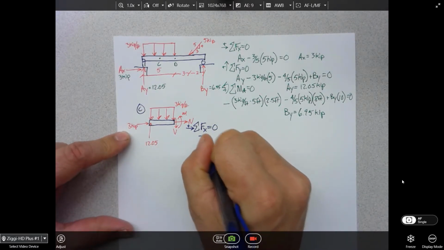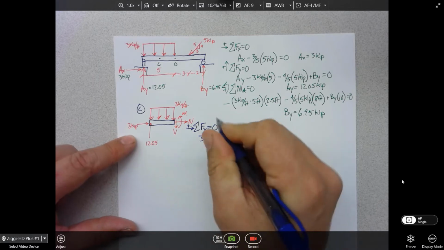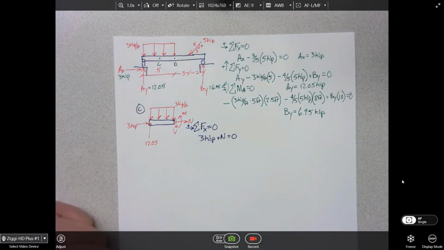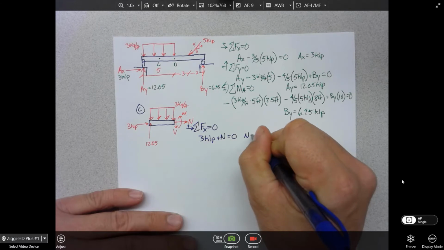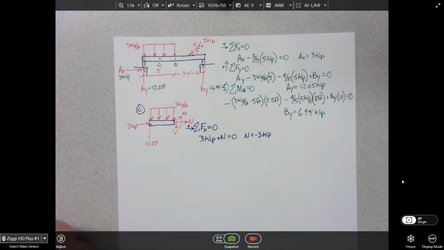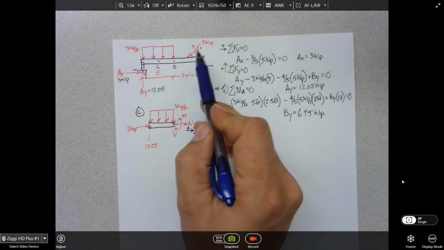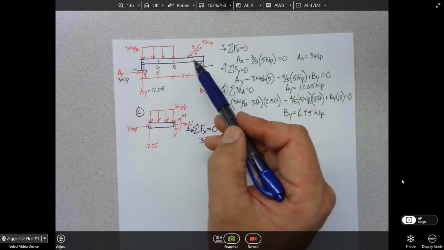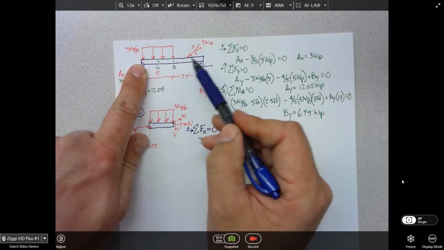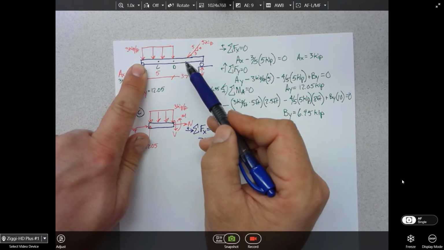So it looks like I have 3 kip plus the normal equals 0. What's that tell us? The normal is negative 3 kip, meaning that it's compressive. Makes sense, right? If we look back at the drawing, the force vector is pushing it that way. If it's pinned here, it's squishing it, right? Okay.